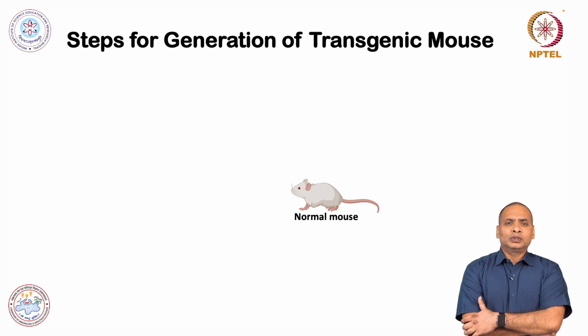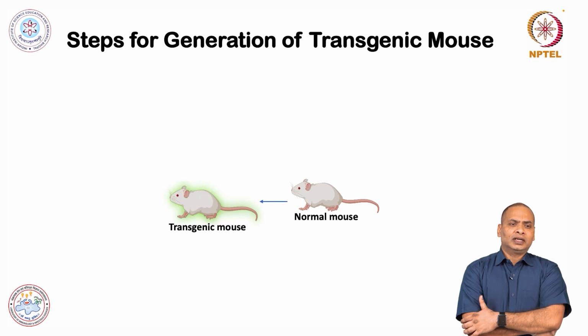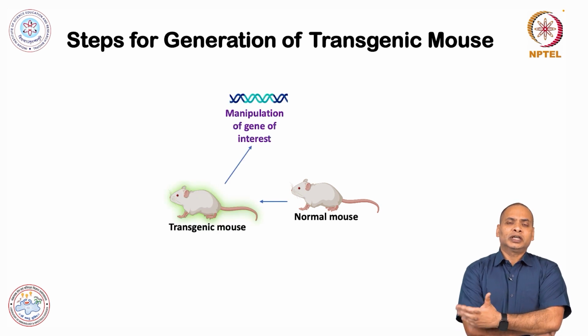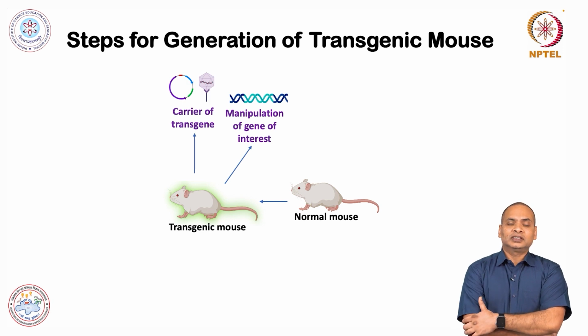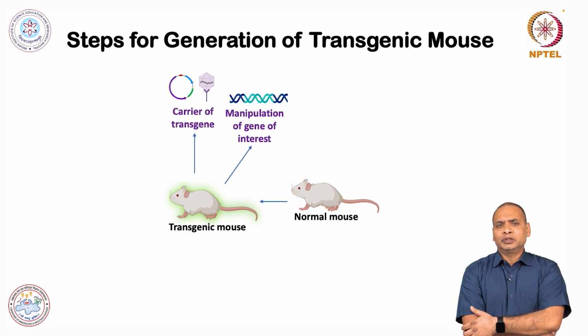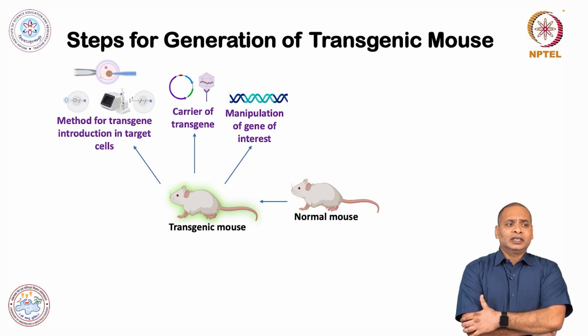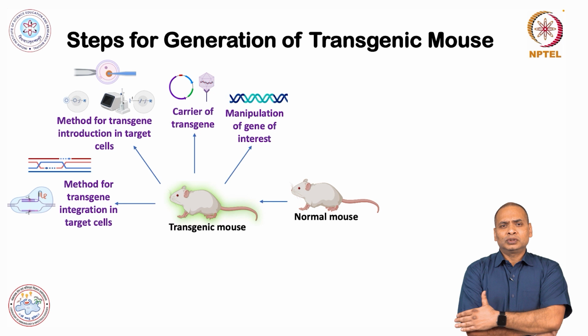Then I will talk about the steps for generation of transgenic mouse, and this includes manipulation of the gene of interest. Then carriers for transgenesis, sometimes people use a targeting vector, sometimes people use some viruses. Then I will talk about the methods for transgene introduction in the target cell, and then the methods for transgene integration in the target cell.